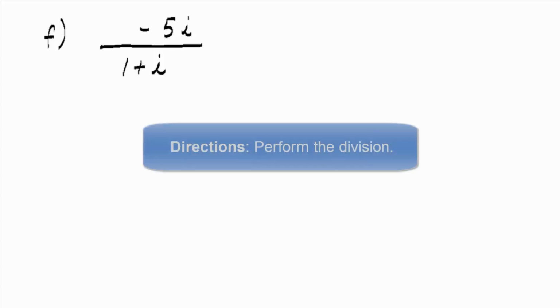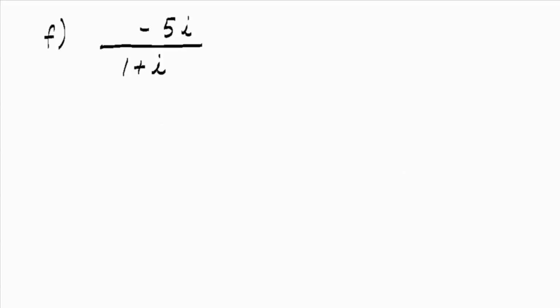Now we have negative 5i divided by 1 plus i. Okay, believe it or not, you already know how to do this. What is i? It's the square root of negative 1, right? How do you get rid of a square root in the denominator when you have a sum or difference? Square it? No, you can't square it. You multiply numerator and denominator by the conjugate. You pay a conjugate visit, right?